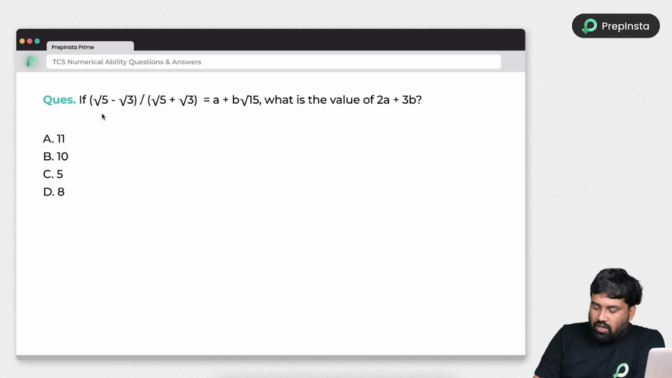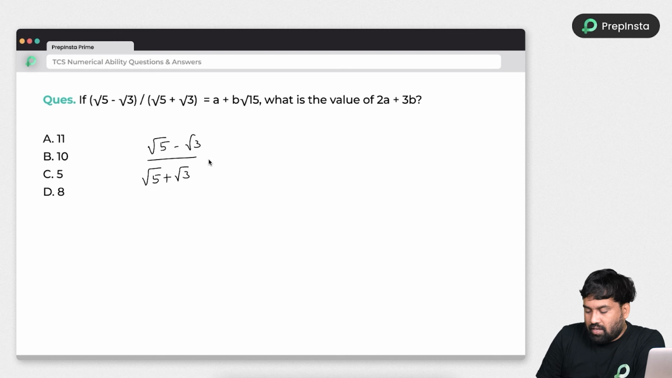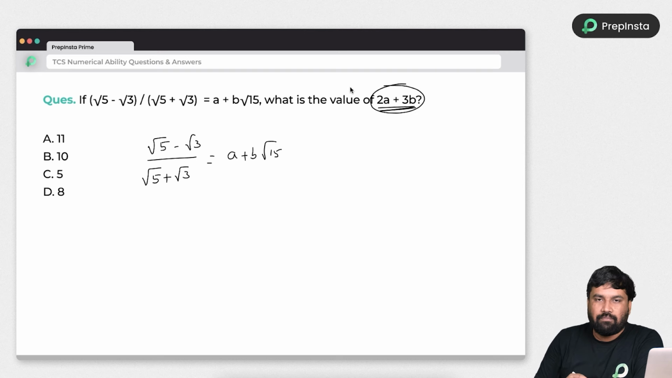And next, let's look into some irrational equation oriented problems. So (square root of 5 minus square root of 3) divided by (square root of 5 plus square root of 3) is equal to a plus b square root of 15. What is the value of 2a plus 3b?